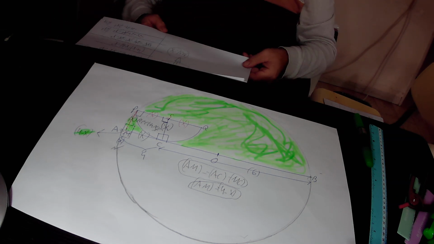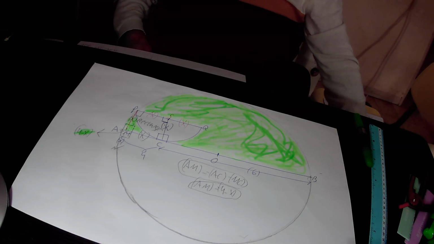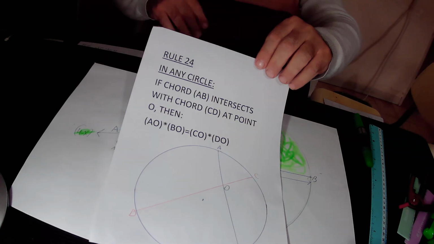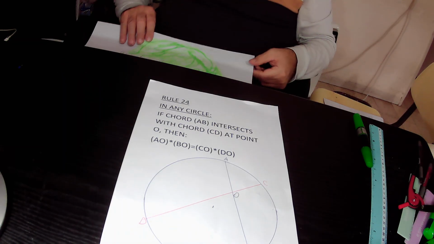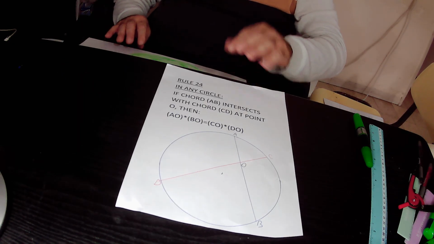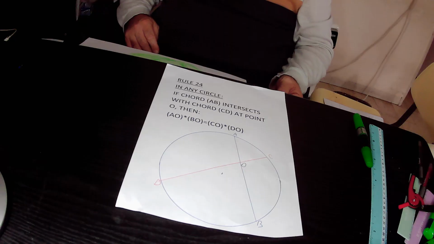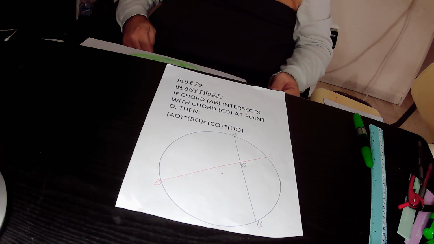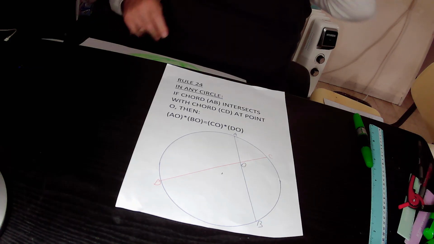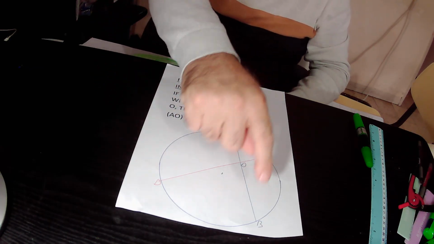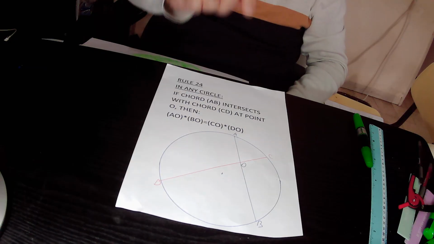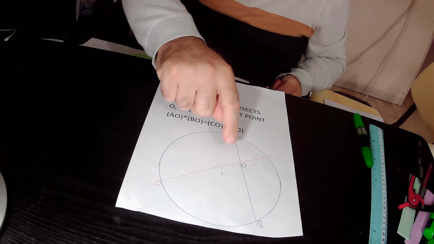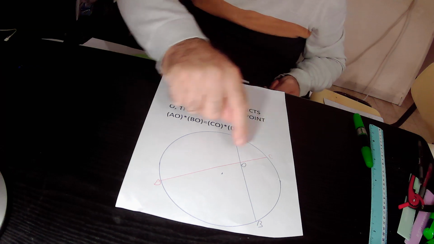Again, according to rule 24, rule 24 is true in any circle. So in any circle, if chord AB intersects with chord CD at point O, then the following equation is true: AO times BO equals CO times DO. So in the drawing, we have a circle, this is chord AB that intersects with chord CD at point O. So in this drawing, the following equation is true: AO times OB equals CO times OD.